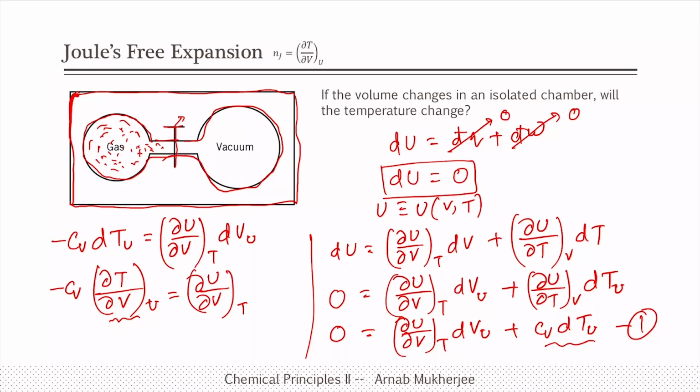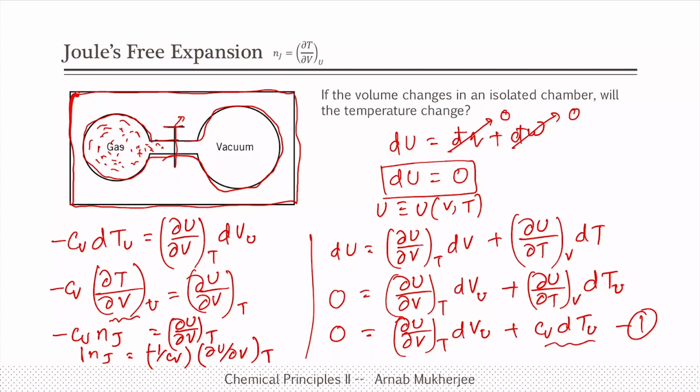Which means that if I change the volume keeping the temperature constant, in an isothermal condition, how much change of U will happen, I can get that by knowing two things, Cv and del T by del V at a constant U. That is the sole purpose of having this relation. So, I can now write Cv times Nj is del U by del V at a constant T, or Nj is minus 1 by Cv del U by del V at a constant T.